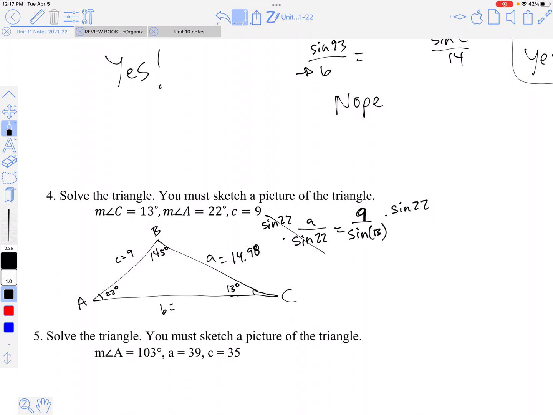Okay, I'm going to do the same thing with little b. Now I need to find little b, and I'm going to have sine of 145 equals, and then it really doesn't matter, but I'm going to stick with c because it was nice. And then I'll just multiply both sides by sine of 145. And I'll get little b is 22.94 long.